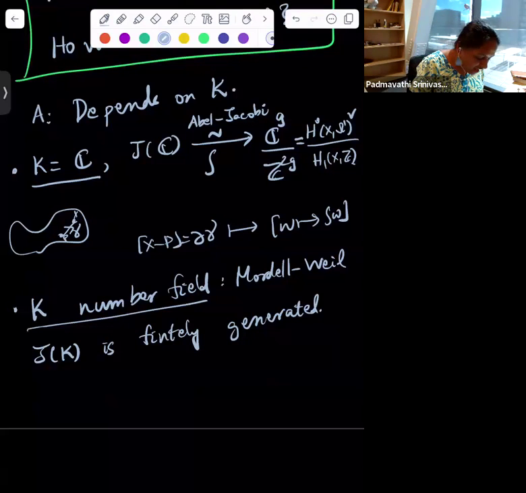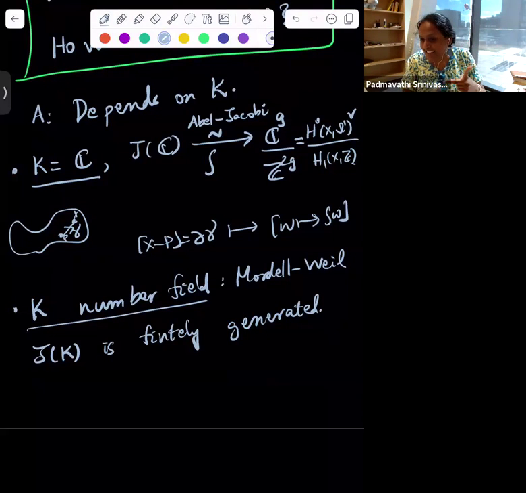Heights. Yes, there are two pieces. Heights are definitely one of the pieces. That's one half of the Mordell-Weil theorem. Okay, there's descent, and there's mapping the rational points on the Jacobian into a Selmer group, right?